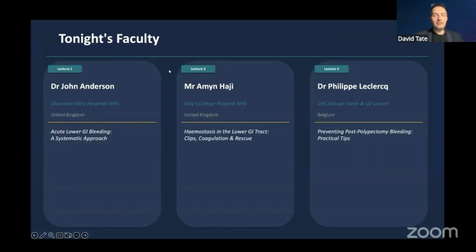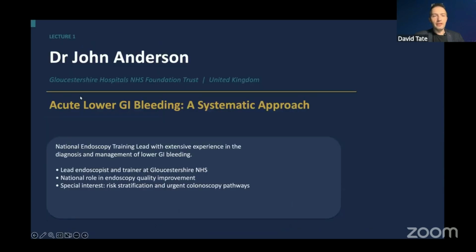So the faculty tonight: myself, David Tate, gastroenterologist from Ghent in Belgium; my co-moderators, Roland Valori from Cheltenham, Gloucestershire, and Lobke de Zomer from Roeselare in Belgium. And then the faculty for tonight giving the lectures and doing most of the work. Thank you very much for joining us and being involved: John Anderson, Mr. Amin Haji from the UK, and Dr. Phil Leclerc, also from Belgium.